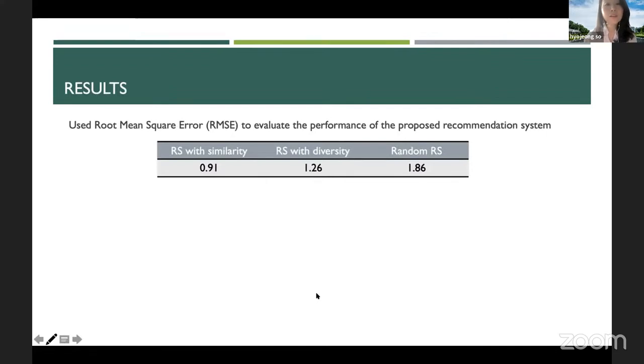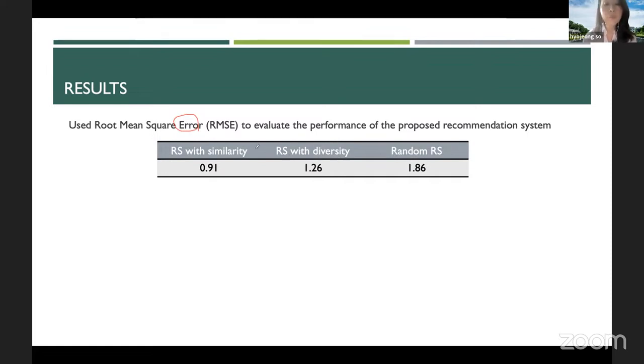Again, this is the result of our performance test. We use RMSE to evaluate the performance of our proposed recommendation system based on diversity. And because this is error, lower is better. The recommendation system with similarity is the traditional one. The recommendation system with diversity is the one that we propose. Also, we compare it with a random recommendation as well.